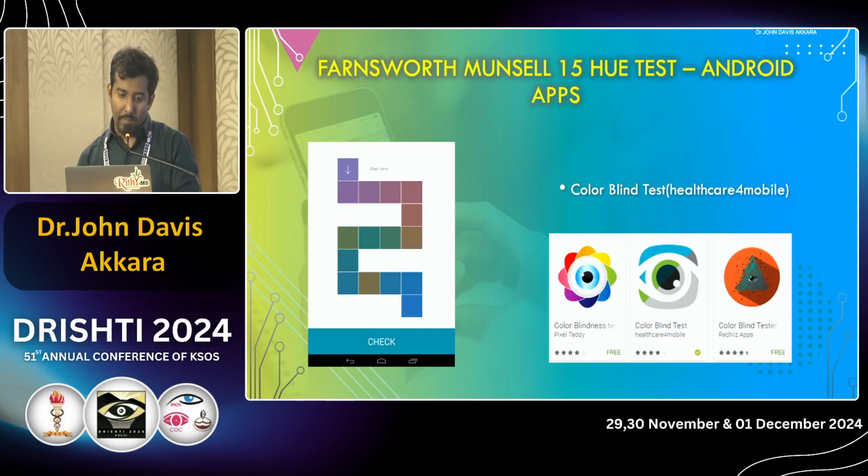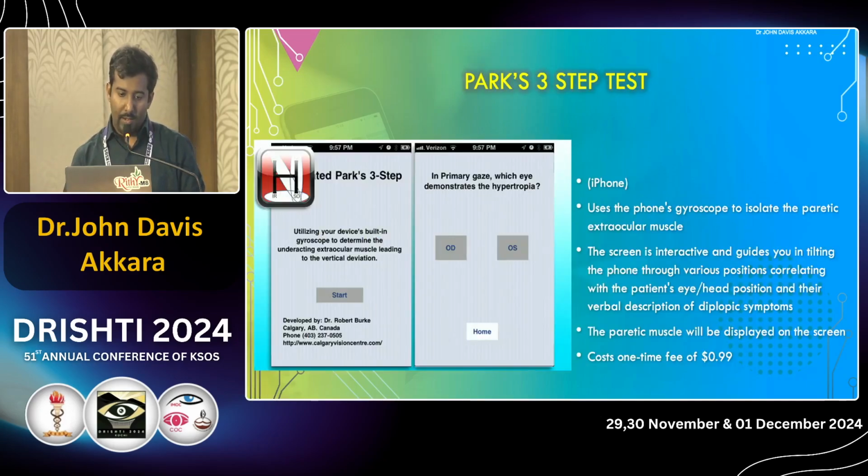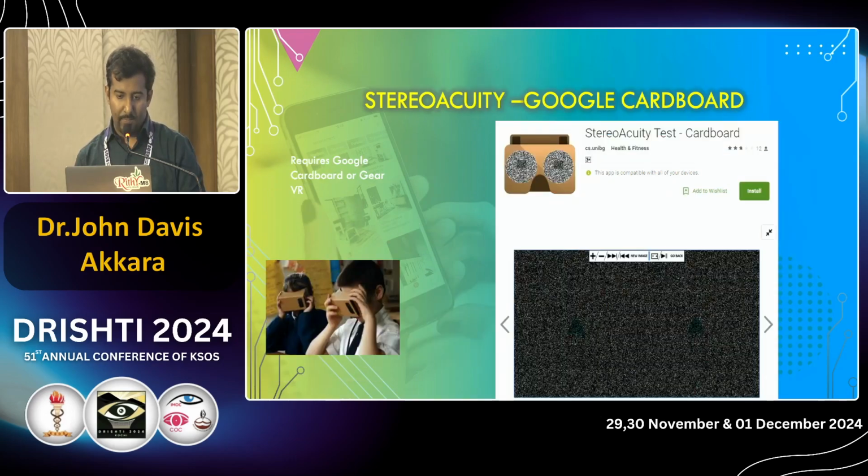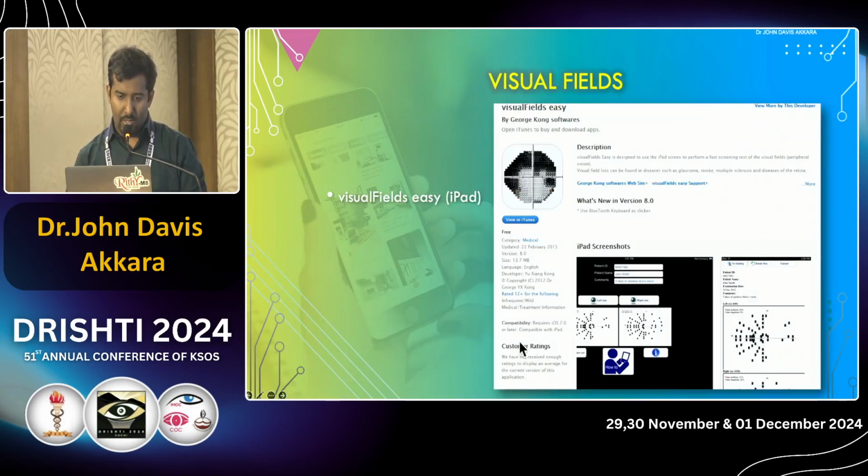Due to shortage of time, I'll go quickly through this. There is an app to do the Farnsworth-Munsell 15 hue test. So that is in the colorblind test app. One of the options is doing a Farnsworth-Munsell 15 hue test. And Park's 3-step test is now integrated into the Eye Handbook as well. Stereo tab is again you use red blue glasses and you can do stereopsis testing. Stereo acuity cardboard is no longer available.